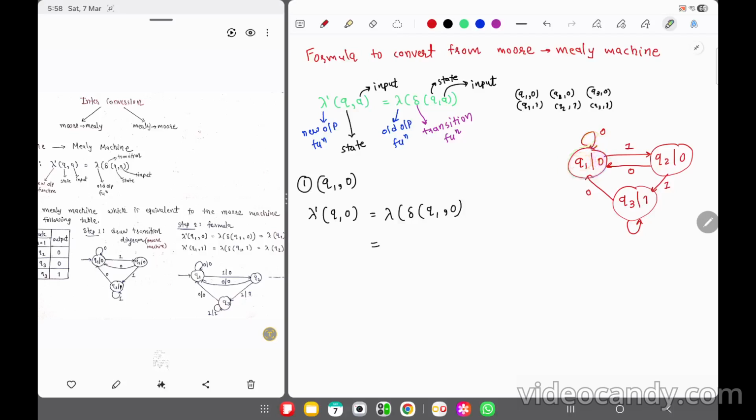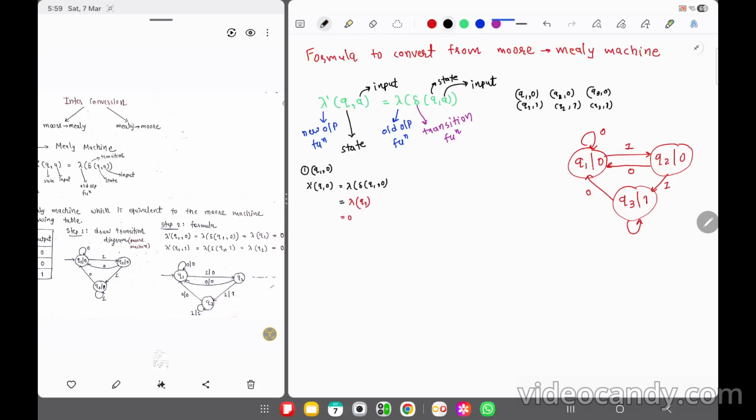So we will write here λ'(Q1, 0) = λ(Q1), and the output of Q1 is 0. Now we will solve for the Q1 state with input 1: λ'(Q1, 1) = λ(δ(Q1, 1)), the transition function of Q1 with input 1.